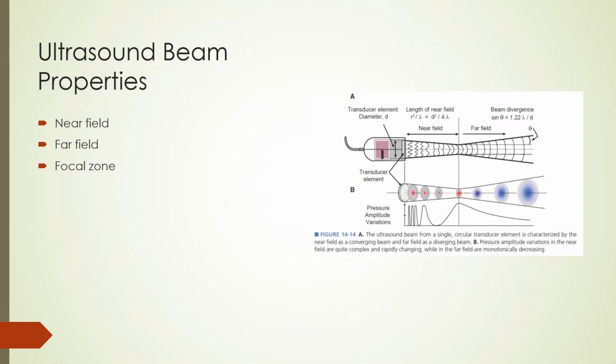For an unfocused single element circular transducer, the distance of the near field is determined by the transducer diameter and the wavelength of the transmitted sound. A single transducer element is shown with the focal distance also shown. So this is the far field, the near field, and this area will be a focal zone.